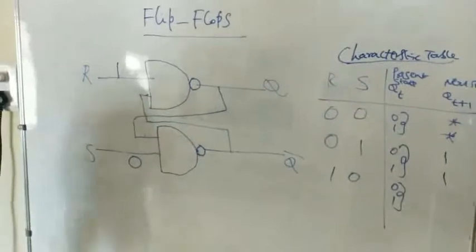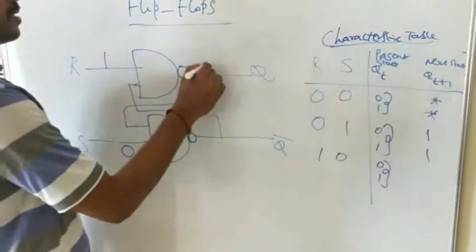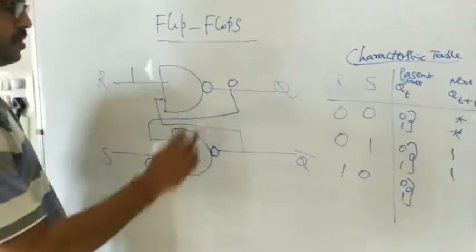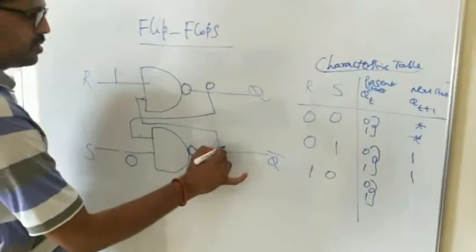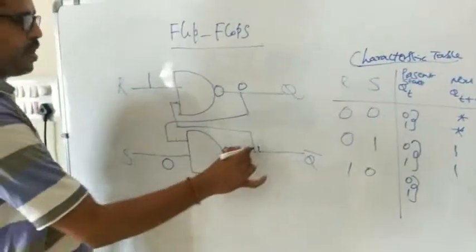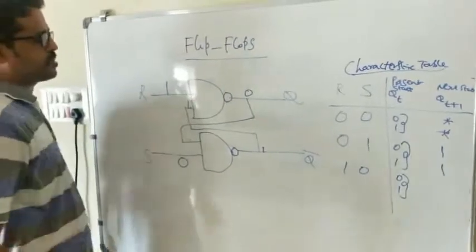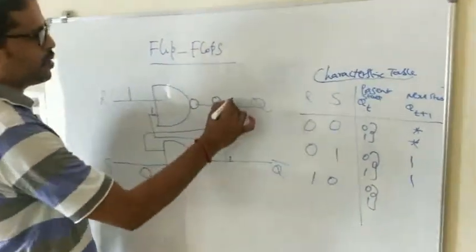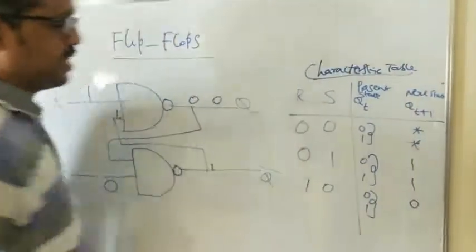0. Okay. Now what we'll do? We'll assume the present state Q as 0. So what will come here is 0 0. What goes here? The output of the NAND gate is 1. This one will go as an input to this NAND gate. If both inputs are 1 in a NAND gate, the output is 0. So if the present state is 0, the next state is 0.